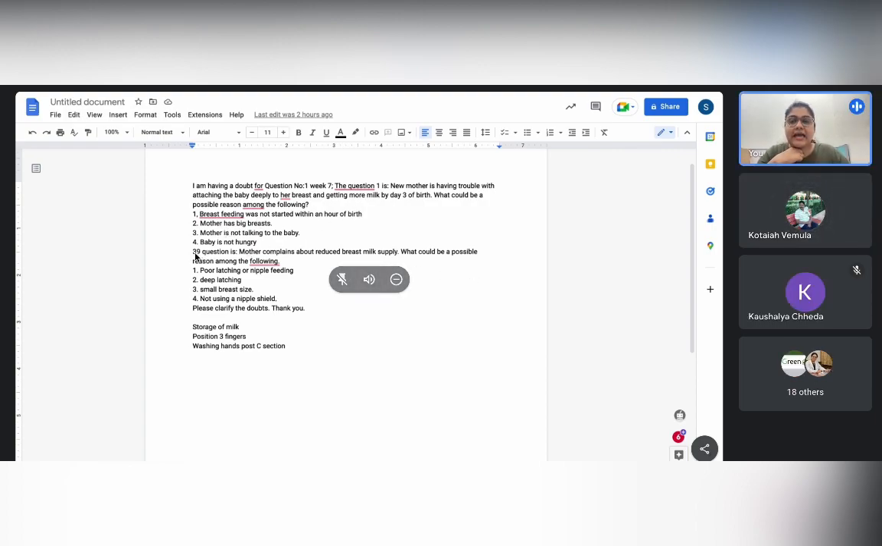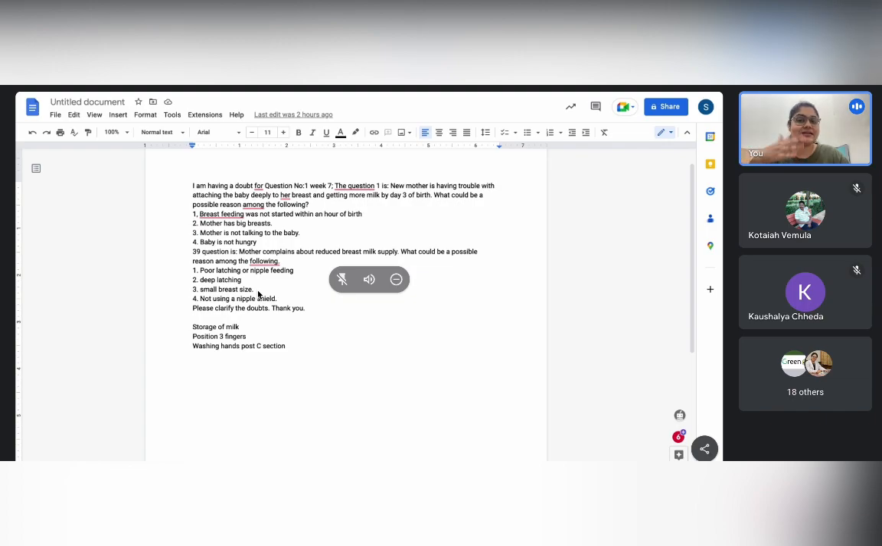And the second question is, mother complains about reduced breast milk supply. What could be a possible reason among the following? If you consider the options, say for suppose deep latching. Definitely deep latching is not the answer. It cannot be a reason for reduced milk supply. If there is proper deep latching, then there will be more supply of milk and proper breastfeeding continuing.